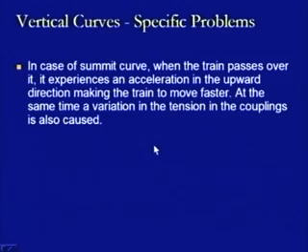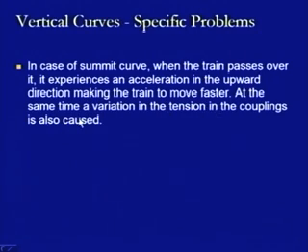Now, we come to the specific problems in the case of the vertical curves. The problems are, in the case of the summit curve, when the train passes over it, it experiences an acceleration in the upward direction. What happens is that when you are going on a summit curve like this, there will be a centrifugal force acting in the upward direction because of its curvature. Due to this reason, it experiences an acceleration in the upward direction. This makes the train move faster.